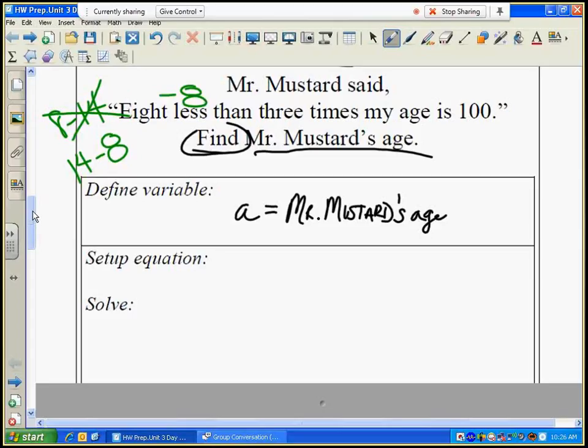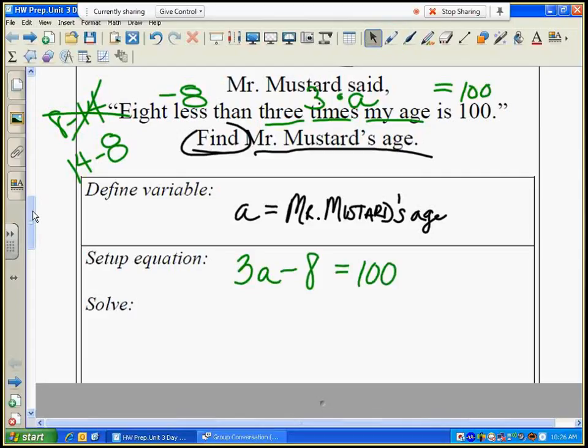It says that I'm going to take away 8 from 3 times my age. Well, 3 times means multiplication. This my age business is referring to Mr. Mustard's age, so that's going to be 3 times A. So there's the something that we're going to take 8 away from. So as I translate my equation, 3 times A, take away 8. The last part of the sentence says is 100, so equals 100.